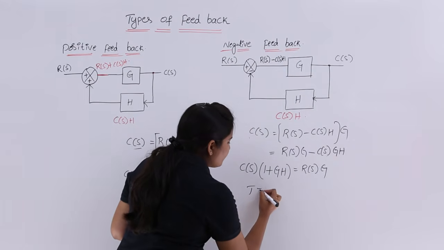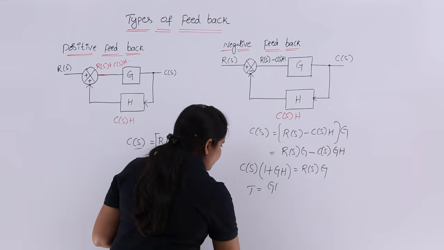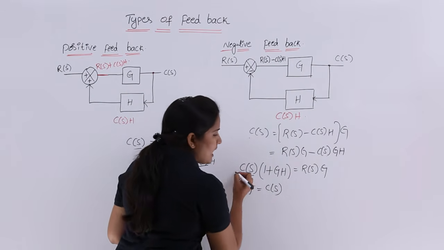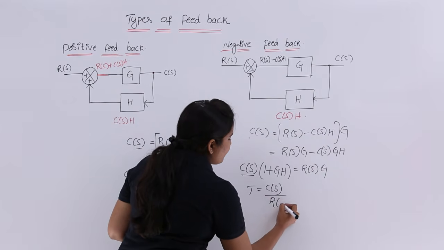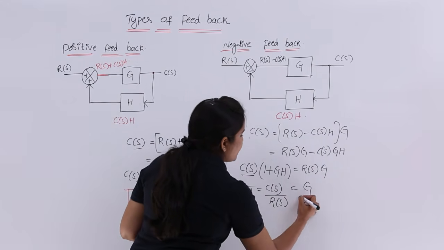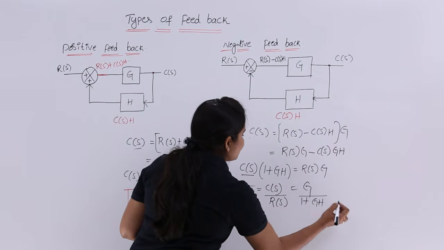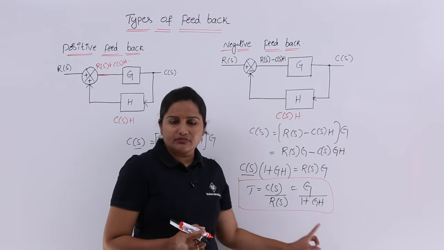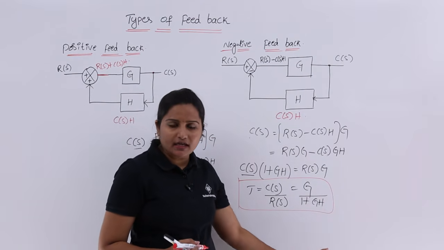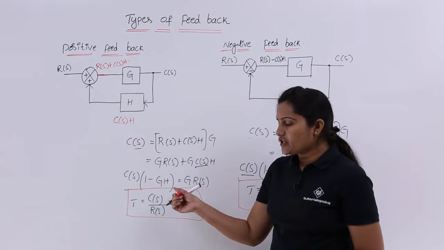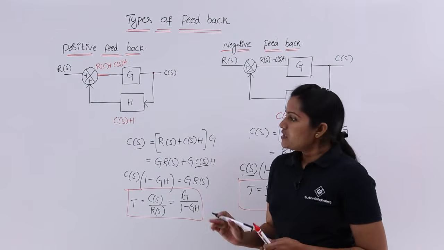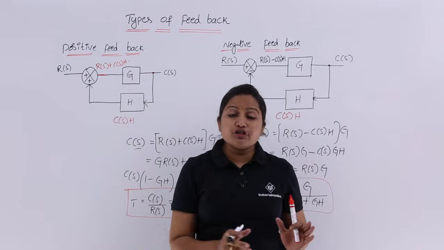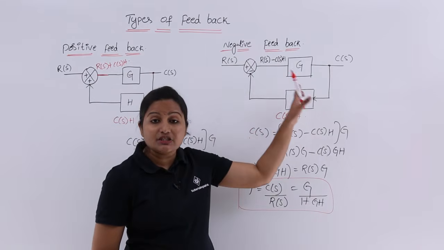As we know, the transfer function is the ratio of output transform to input transform. Our output transform is C of S. I am sending this R of S to this side, so I get G by 1 plus GH. This is the transfer function of the negative feedback control system, and the earlier one is the transfer function of the positive feedback control system. You need to use the positive feedback equation whenever you see feedback like this, and this equation whenever you see negative feedback.